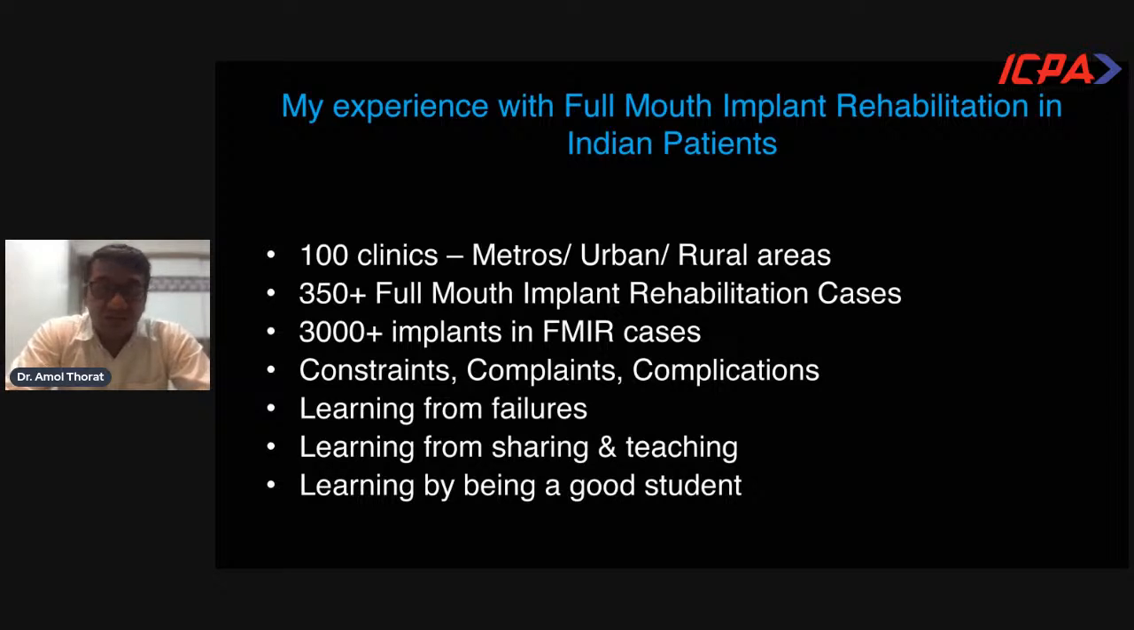Why am I speaking on this topic? Of late, I'm doing only full mouth implant rehabilitation. I've been into implant practice for about 17 years. I've been into consulting practice for about 20 years, with more than 100 clinics, starting from Mumbai to the remotest part of India. I've done a fair amount of full mouth implant rehabilitation in different scenarios, in different clinics, with different treatment outcomes. And I'm still learning from my failures, and learning by sharing my cases, sharing my views, and by teaching as well.